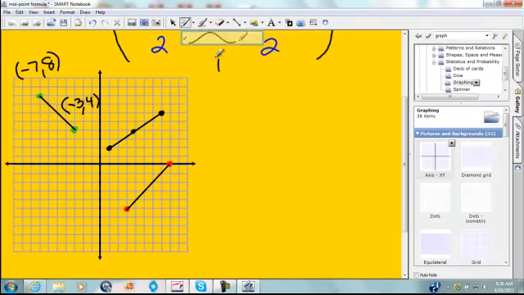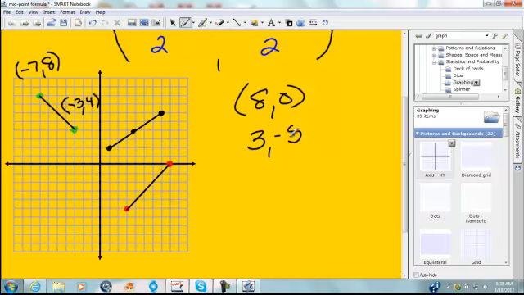Let's do our red section down here. See, we have an x-intercept here. That's going to be 8 and 0. And then we got one down in quadrant 4, which is 1, 2, 3, +3, and 1, 2, 3, 4, 5, -5. Let's add our x values. 8 plus 3 is 11, divided by 2.